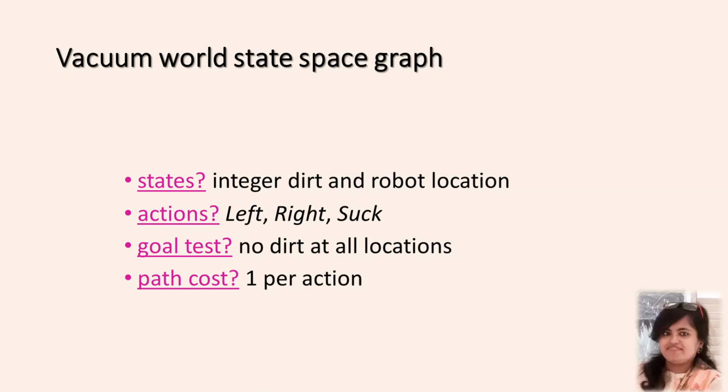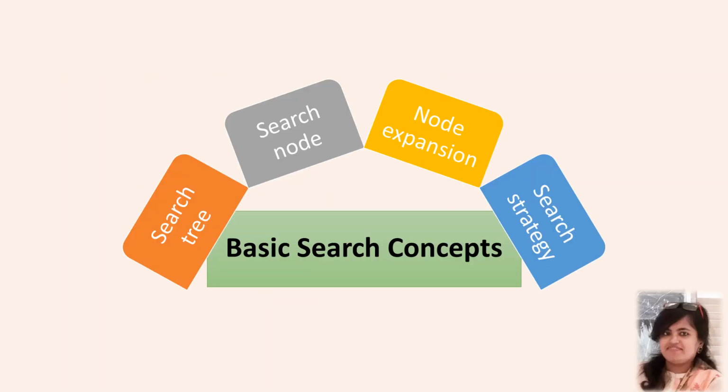We have already talked about this for the Romania country, right? Now the state for the vacuum cleaner world is whether there is dirt or not, and what the robot location is. What are the actions? The left movement, right movement and the suck movement to clean the dust. What is the goal state? Whether there is dirt present at all locations, yes or no. What is the path cost? Each action is going to give you a path cost of 1.